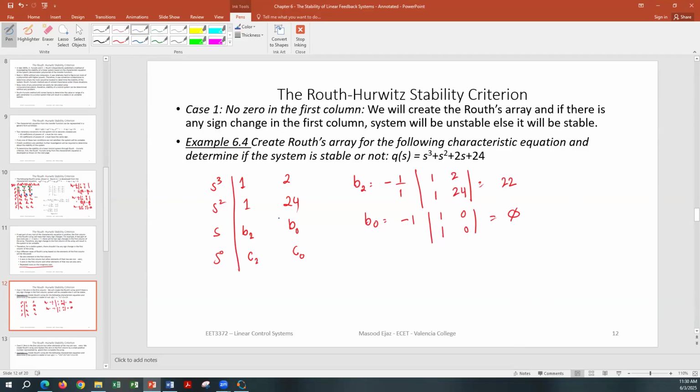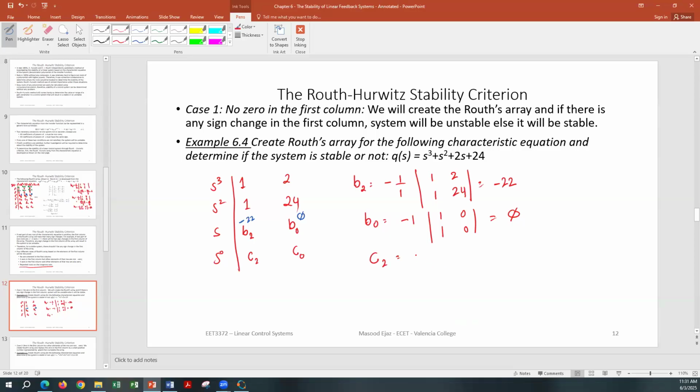So, oh, this is going to be -22. 24 minus 2, and then there's a negative sign over here. So that's -22 and 0. So the sign has changed, so we know that the system is unstable. The question is, how many roots are there in the right-hand plane? We know at least one root is in the right-hand plane because one sign changed. Let's see if there's another sign change by calculating C2.